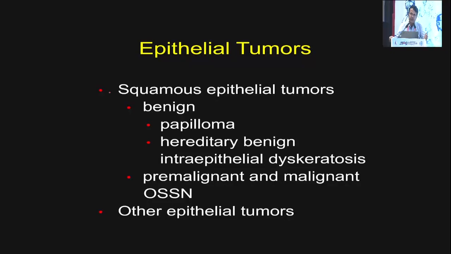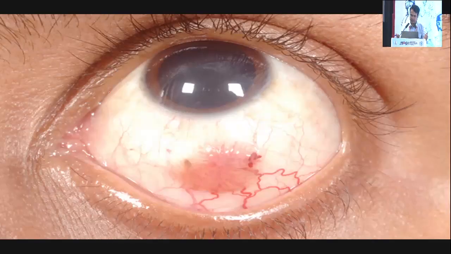Now, epithelial tumors can be further classified as squamous epithelial tumors, which are benign, papilloma, hereditary benign intraepithelial dyskeratosis, which we will not cover because it does not happen in India. It happens in triracial individuals who are called Navajo Indians in the United States, especially in the North Carolina and South Carolina provinces. Pre-malignant and malignant tumors, ocular surface squamous neoplasia, because it's an encompassing term which includes dysplasia, which is a pre-malignant lesion, carcinoma in situ, and invasive squamous cell carcinoma. And there are other epithelial tumors as well.